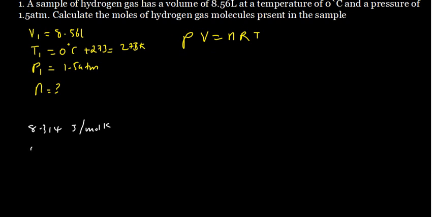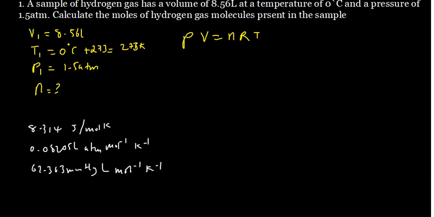You can as well use 0.08205 liter atmosphere per mole per Kelvin. This is another one that we're able to use. Another one we can use is 62.363 millimeters of mercury liter per mole per Kelvin. So there are different ones that we are going to be able to use depending on the units that have been given.